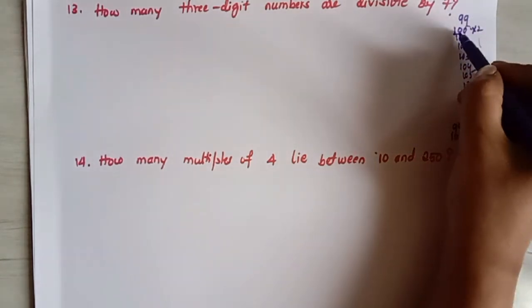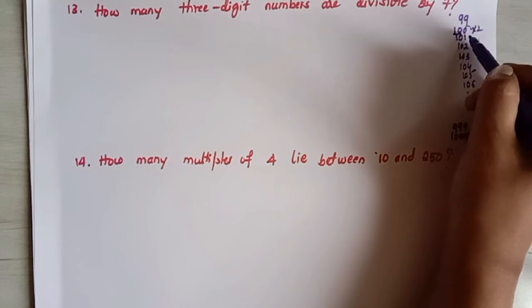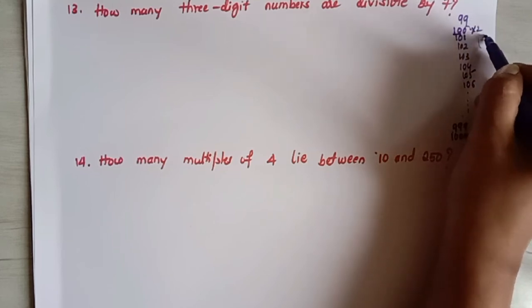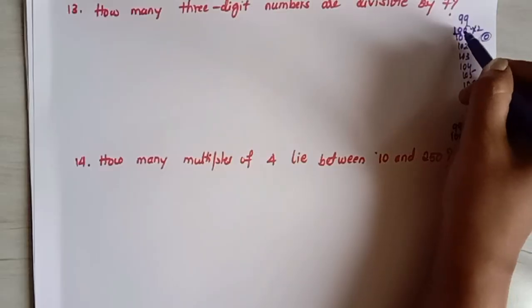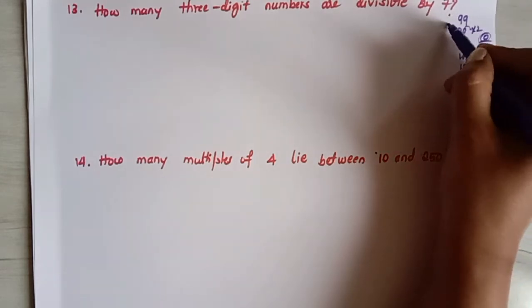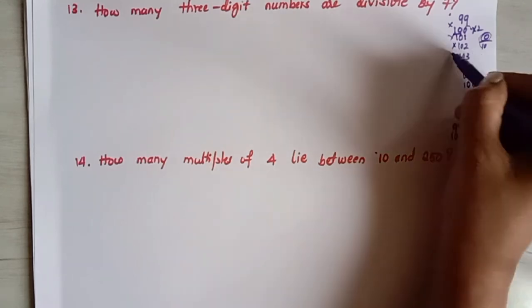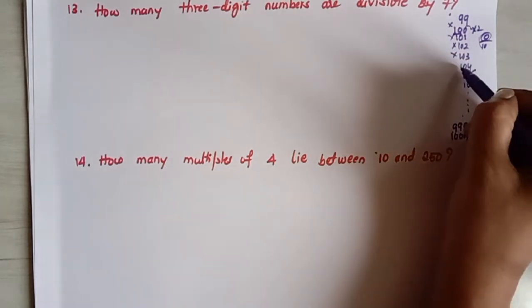So, let us check 100. We have to multiply the last digit by 2. So, 0 into 2 is 0 only. Here we have 10. 10 minus 0 is 10 only. Whether it is divisible by 7? No, it is not divisible by 7. Therefore, 101 is also not divisible, 102 is also not divisible, 103 is also not divisible.